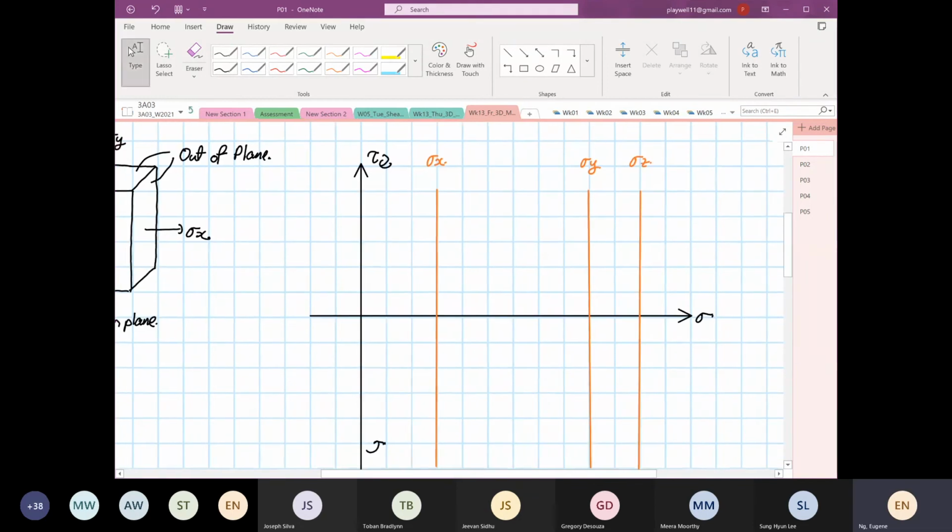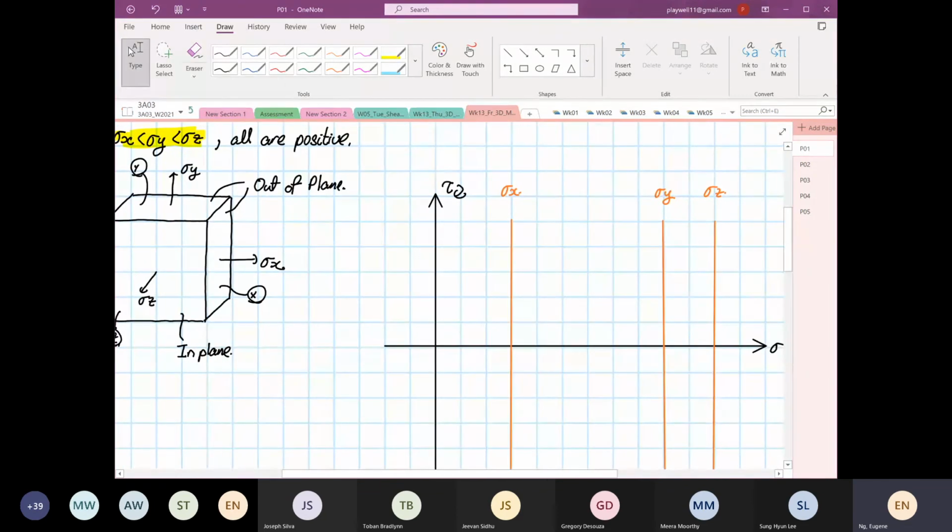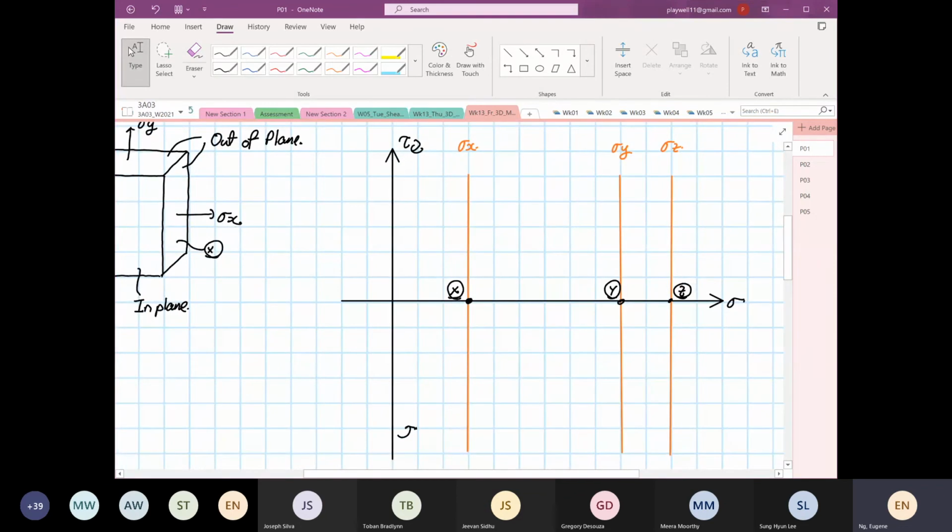This just satisfies the condition where stress X is smaller than stress Y, smaller than stress Z. So we will label this X, Y, and Z. This point over here is our point X, point Y, and point Z. So we can start constructing our circle for the XY plane.